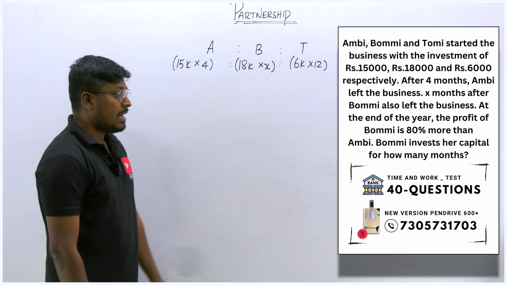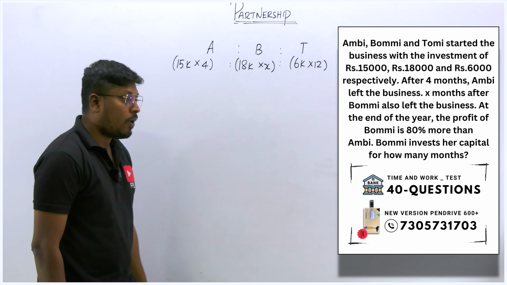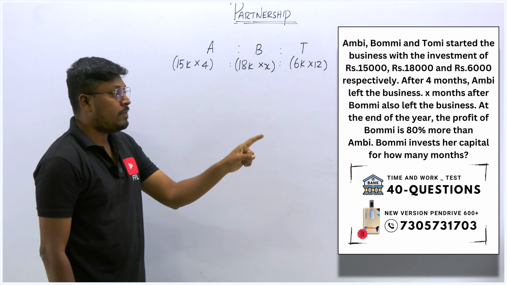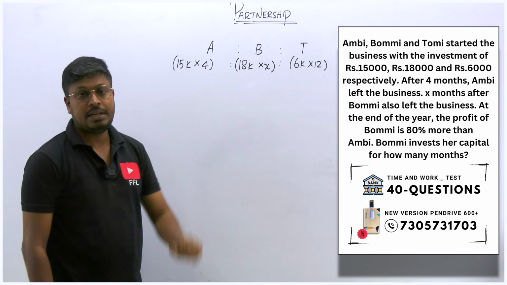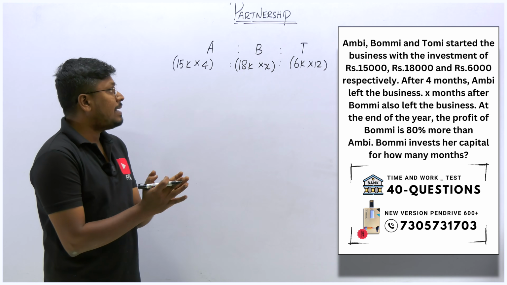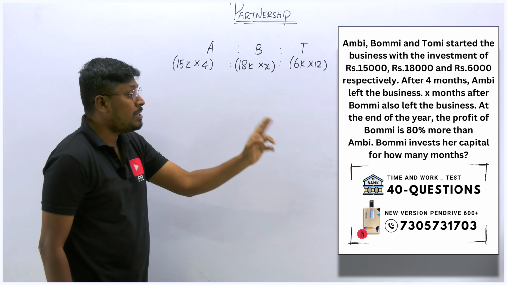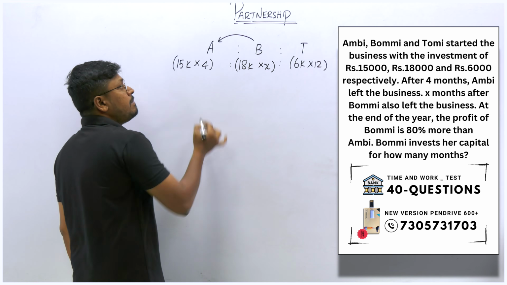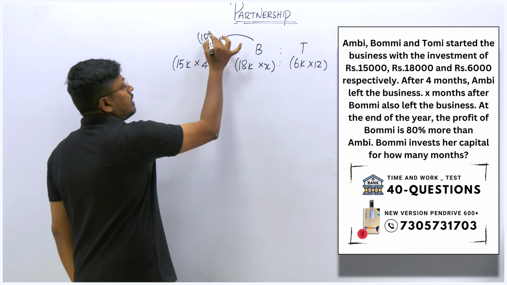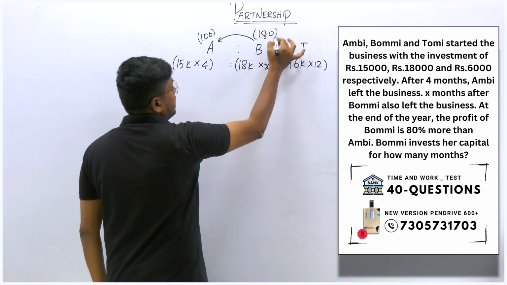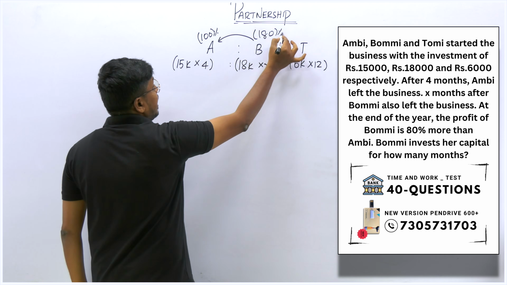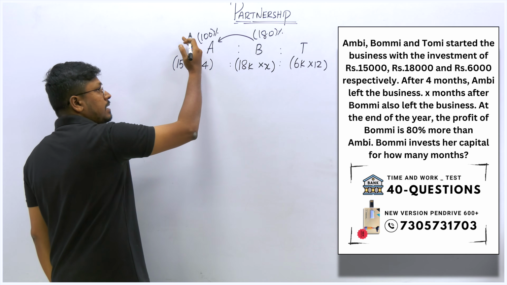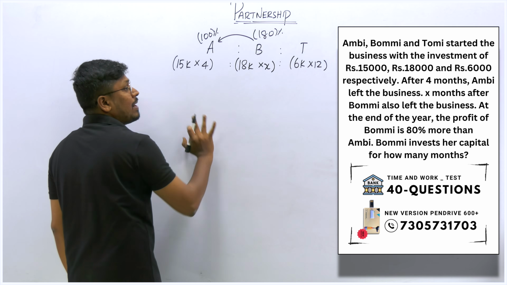Just listen carefully. They have given another important point here. What they are saying is, at the end of the year, the profit of Bhumi is 80% more than Ami, right? So the profit of Bhumi is 80% more than the first person. That means if the first person is 100, then the second person will be 180%. So friends, understood or not? Why? Because 80% more compared to the first person. So if the first person's profit is 100%, then the second person will be 180%.